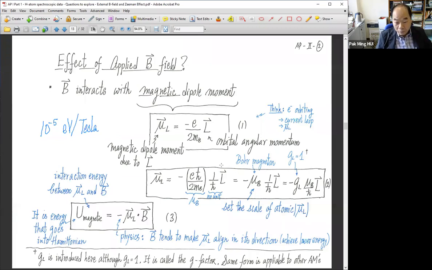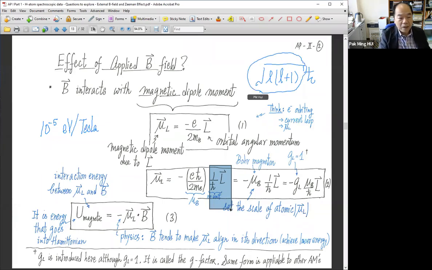Now, for those who remember what you learned last term about orbital angular momentum, do you remember that the length of this thing is square root of L times L plus 1, times h bar? That is the orbital angular momentum. Divided by h bar, you wind up with this number. Okay, do you follow me? Do you know what I'm saying?